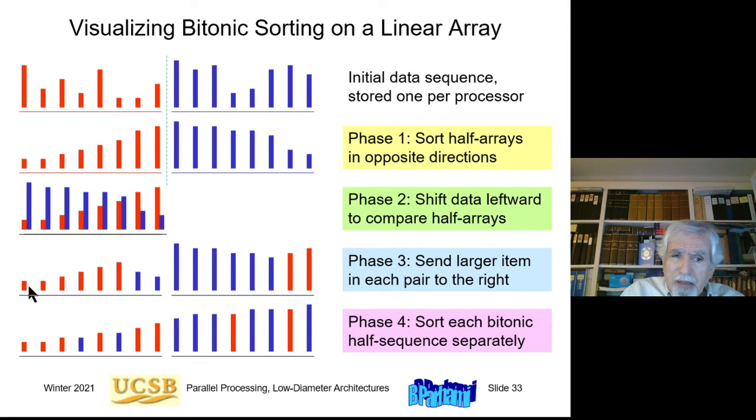Now I have a bitonic sequence here and a bitonic sequence here. So increase, then decrease. This one decreases, then increases. If I sort these two bitonic sequences independently, the entire sequence will be sorted. So this is sort of visualizing what happens.